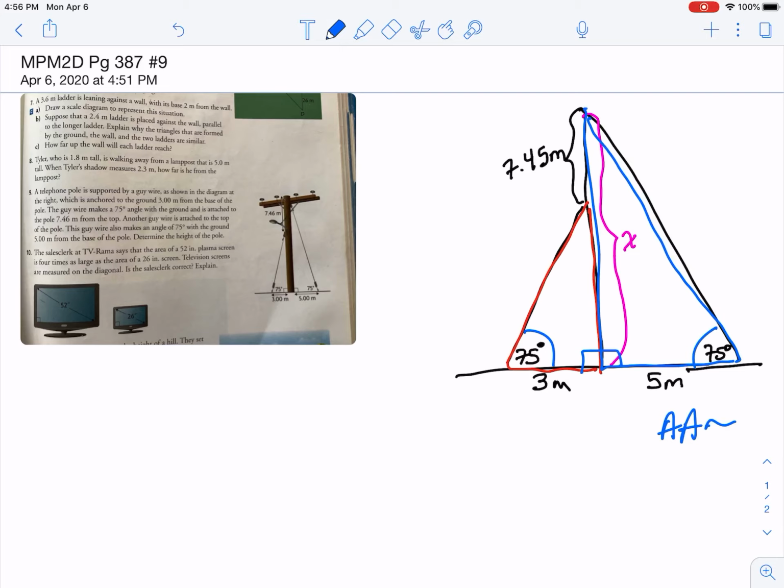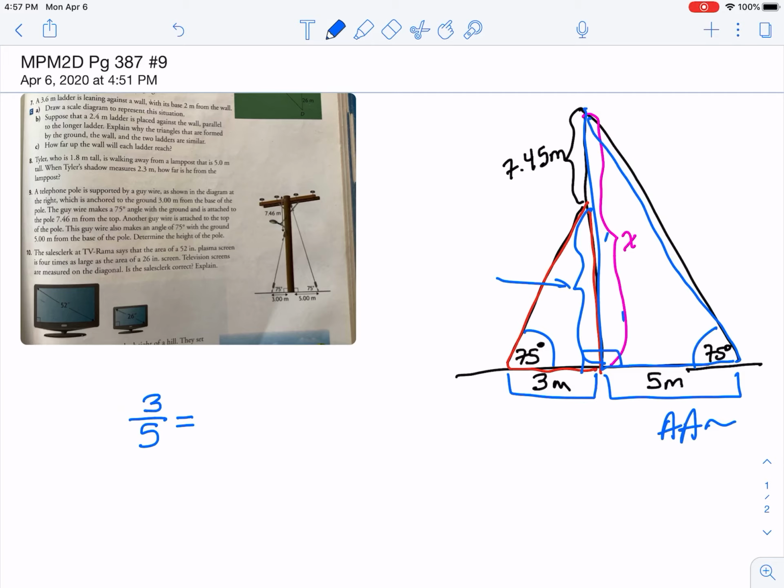So now we can use the properties of corresponding sides, the ratio of corresponding sides, to figure out the length of all of the sides. So what we want to do is make up a proportion to do that for us. We know that this length here and this length here correspond to each other. So that means that the ratio of 3 to 5, the length in the small triangle to the length in the big triangle, has to equal this length here to that length there.